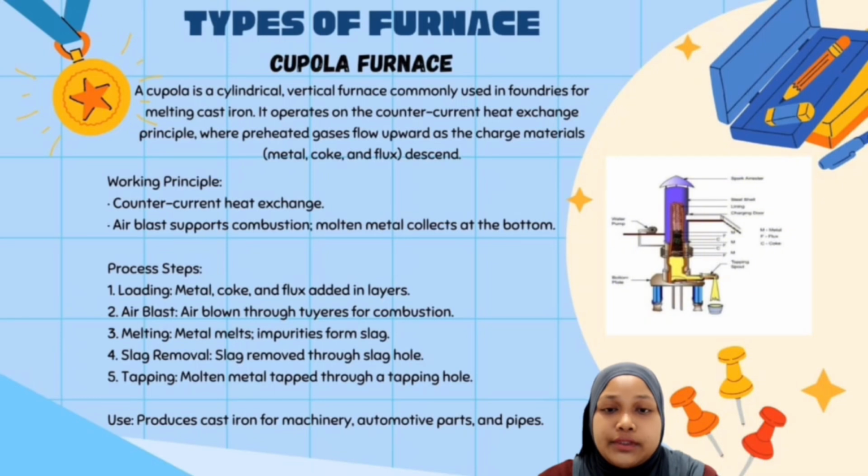First is the cupola furnace. A cupola furnace is a vertical furnace used in foundries to melt cast iron. The working principle is counter-current heat exchange and air blast supporting combustion. Molten metal collects at the bottom. The process steps are loading, air blast, melting, slag removal, and tapping. The use of the cupola furnace is to produce cast iron for machinery, automotive parts, and pipes.